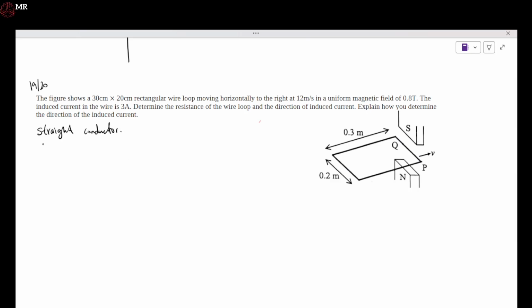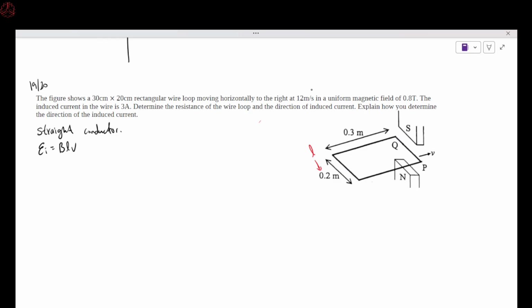What that means is that the induced EMF is going to be equal to BLV, where L is in fact the length of this part, which is 0.2. All right, so this is my L. Okay, so I can right off the back read the question, and it gives me a few pieces of information. The first information is that the loop is 30 by 20. That's fine, that's indicated in the diagram.